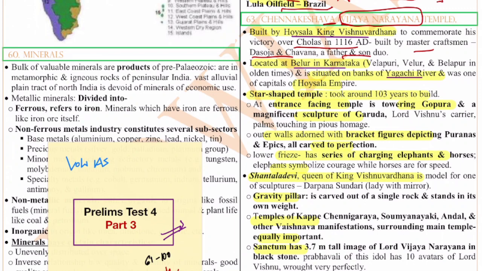The location of this Channakesava temple is in Belur, Karnataka, on the banks of the Yagachi river, and it was the capital of the Hoysala Empire. So the temple is situated over there. Remember, the Channakesava temple of the Hoysalas at Belur, Karnataka, on the banks of river Yagachi. It's a star-shaped temple. It took around 103 years to build.